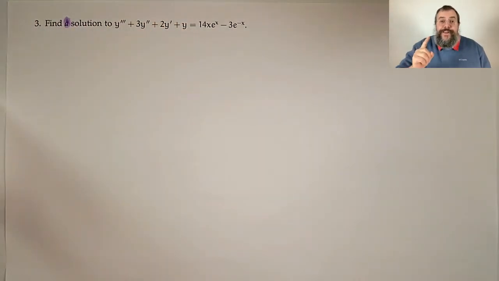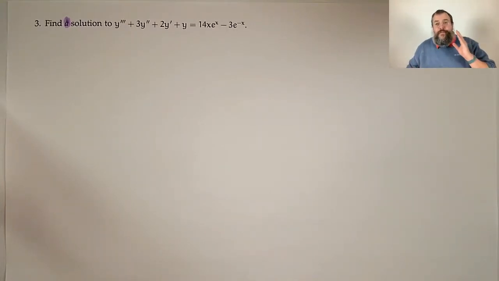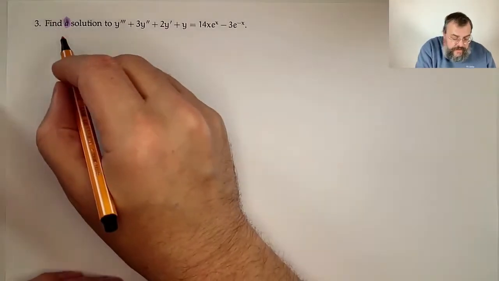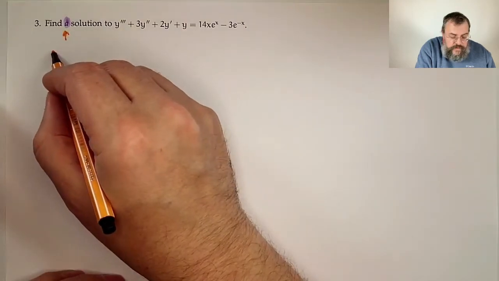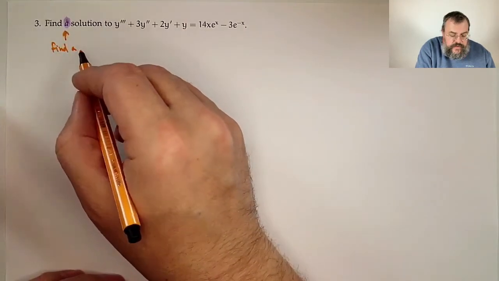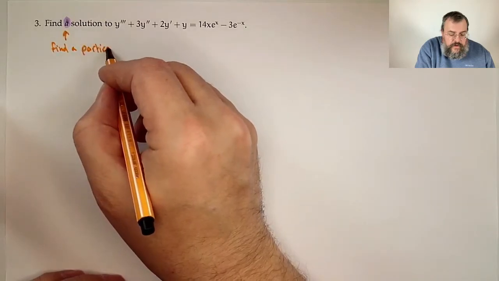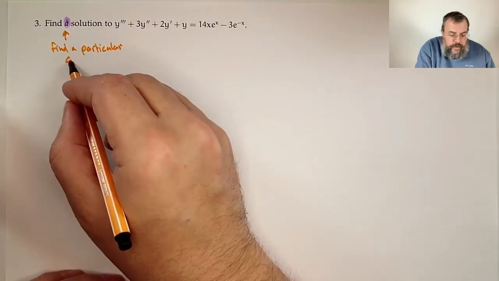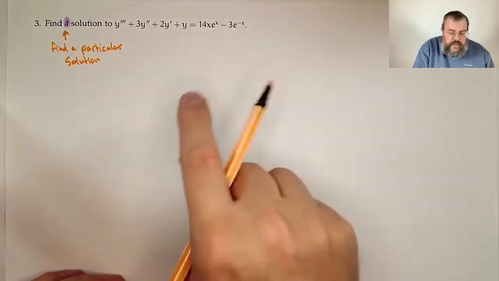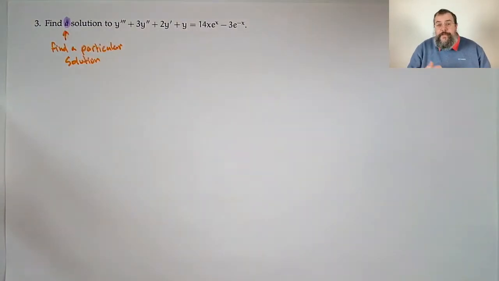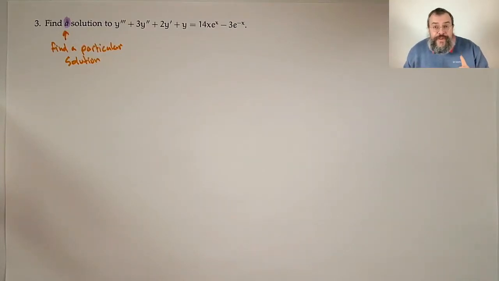a solution, one solution. So we don't have to find a general solution. We don't have to find a solution with some initial conditions. We just have to find one solution. So what's that really telling us? Well, it's telling us that we need to find a particular solution. So, in essence, we have a problem where we're solving a non-homogeneous problem and finding a particular solution for that. All right. Now we have tools for this.